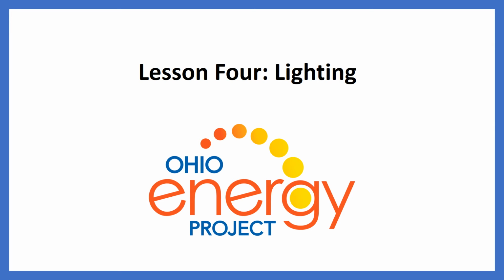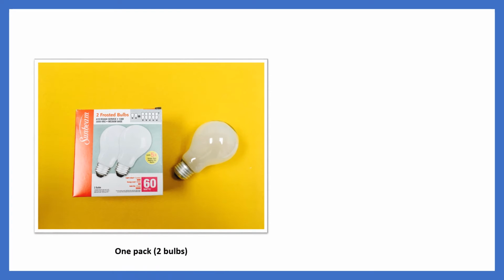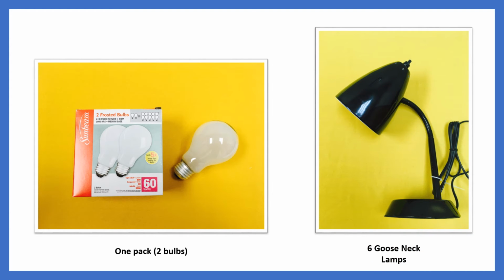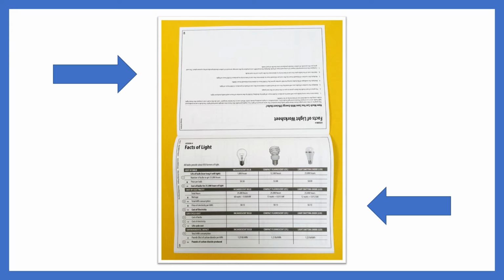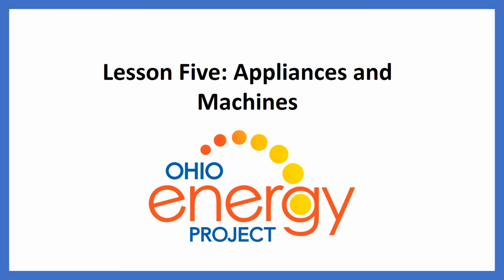Lesson 4. Lighting. Included in your returning teacher materials, you will find 1 pack of incandescent light bulbs, as well as 6 gooseneck lamps that you can use with this lab. You will also find that the orientation of the activity pages has been shifted for ease of use. Lesson 5. Appliances and machines. No outstanding changes have been made to this lesson.